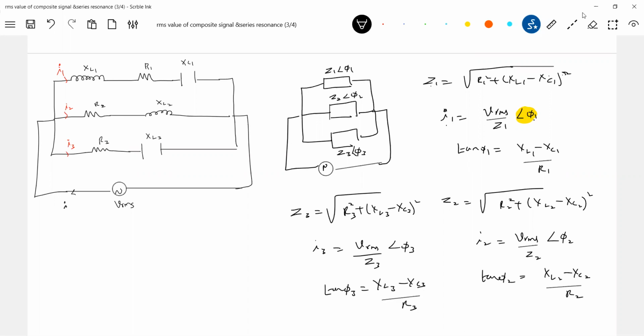Now we have some better information. So these currents are not in phase. We'll have different phase angles. The current flowing in branch 1, branch 2 and branch 3 will have different phase angles. It all depends on the values; the values will determine the phase angles.